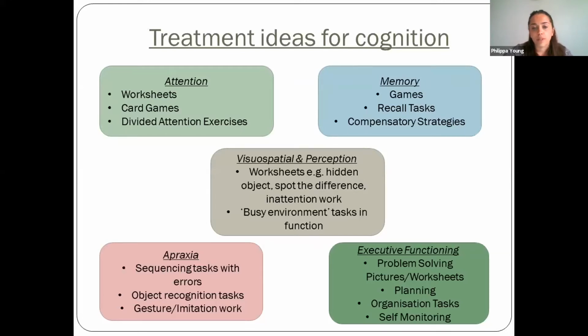And visuospatial and perception. Again, worksheets could be sent via email. We've often sent things like hidden object worksheets, inattention work, like star cancellation, line bisection, etc. And also orchestrating a busy environment in a functional task and seeing if the patient can see where objects are and follow through with the task in that busy environment. Most of those, if needed, can be done with a carer, liaising with them first to set up the session and then following through with the patient.